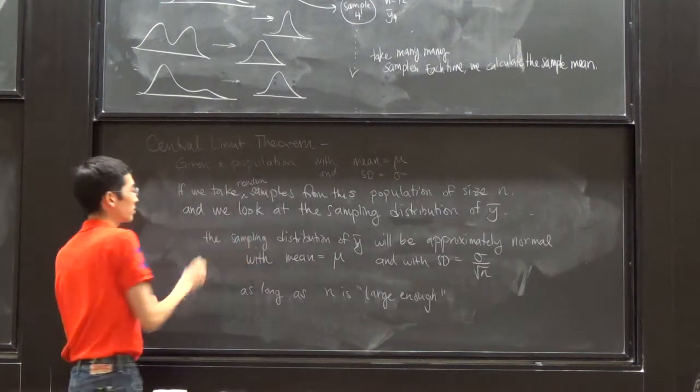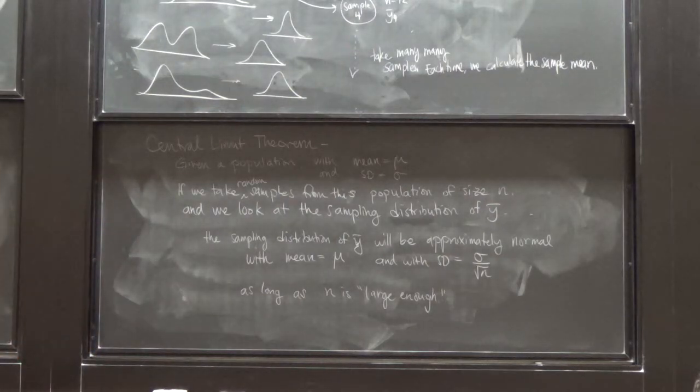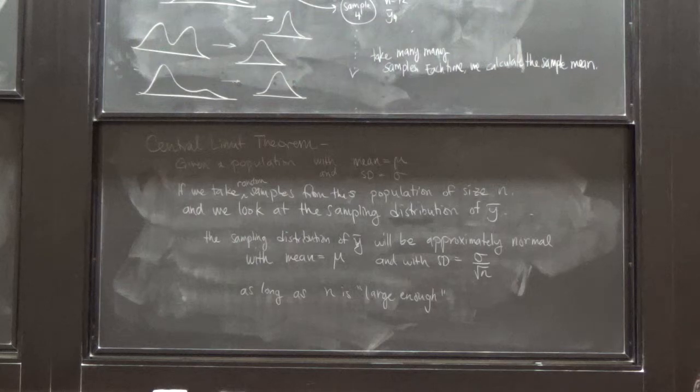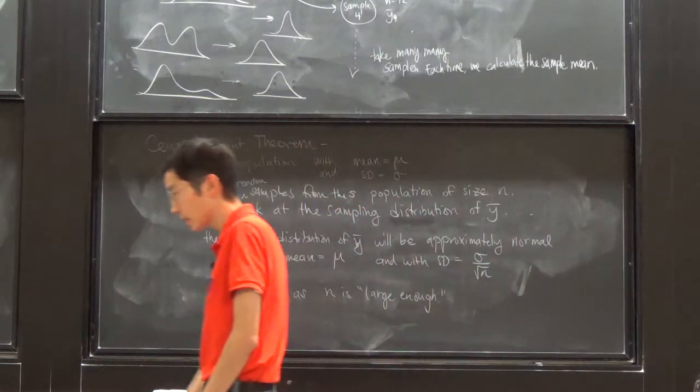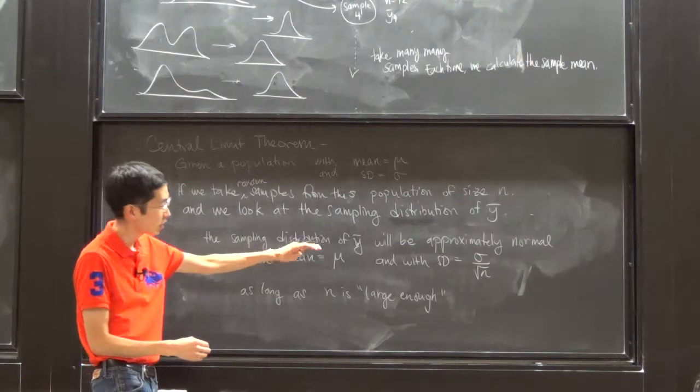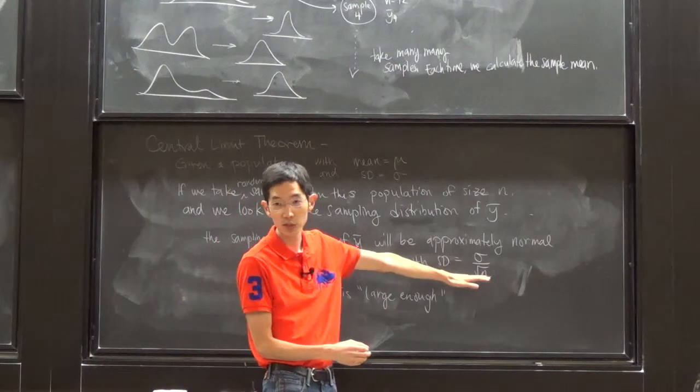So if we take random samples of size n from this population, and we look at the sampling distribution of y bar, the sample mean of all of those samples that we've taken, which is basically what we simulated in RStudio, then the distribution of y bar will be approximately normal as long as n is quote unquote large enough. And that normal distribution will have mean mu and standard deviation sigma over the square root of n.